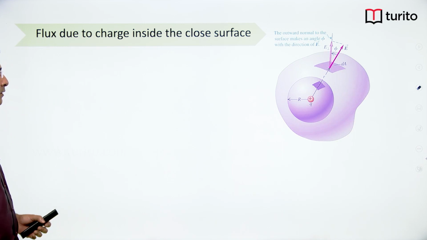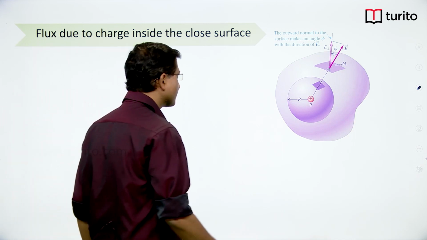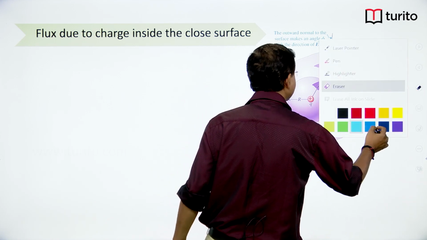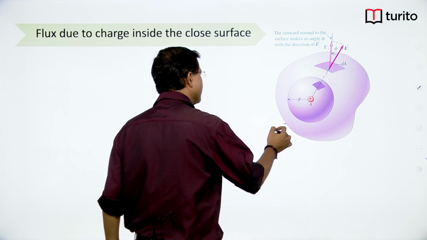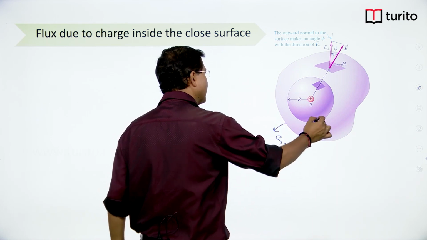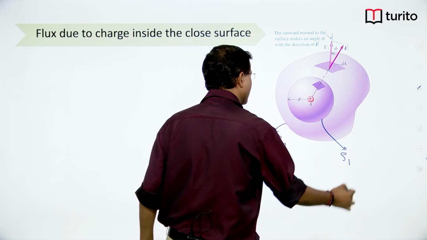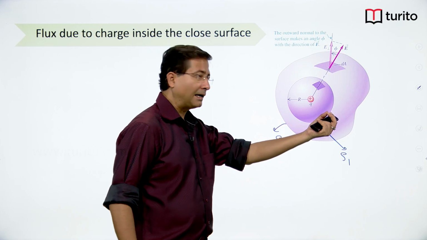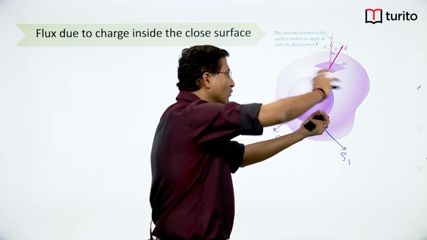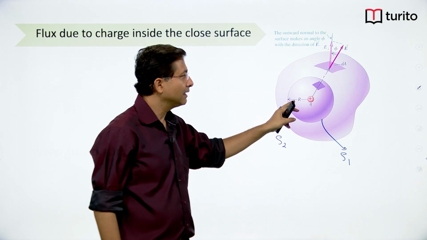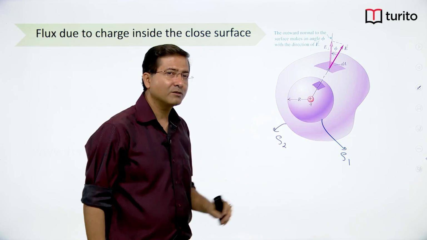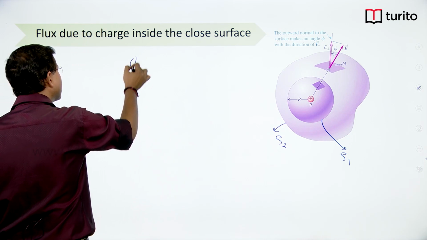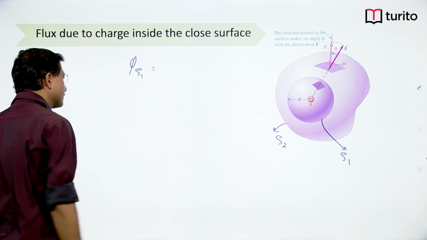See, so consider two surfaces. Let this be surface 2 and this be surface 1, okay. So the charge is there and visualize an imaginary surface S1 which is a sphere and the charge is kept at the center. I ask how much is the flux associated with this one. So through surface 1, I want to find out the flux.